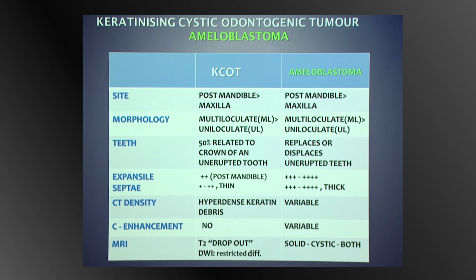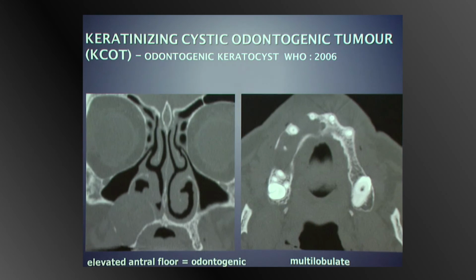It is said that ameloblastomas are more expansile and they have thick septa, whereas KCOTs spread along the length of the bone. One of the things that Gavin showed today was the hyperdense keratin debris in KCOT. It's pathognomonic of that lesion. Ameloblastomas are variable. It can be cystic, solid, or a mixture of both. KCOTs don't enhance, ameloblastomas do, and the MRI equivalent of the hyperdense keratin is the T2 dropout, and more recently described, restricted diffusion.